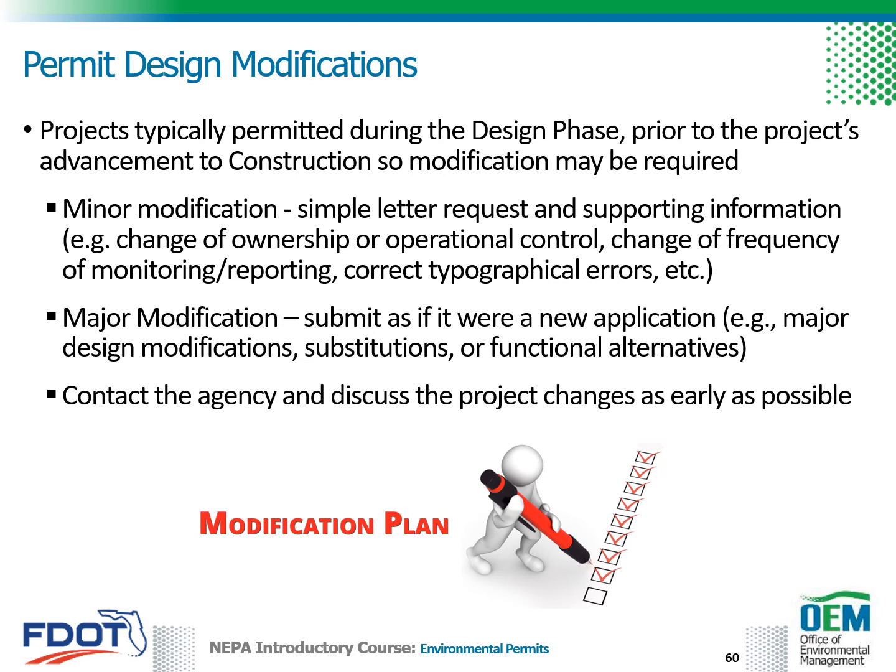Depending on the level of deviation from the issued permits, the changes can be handled with a simple letter request and supporting information for such a minor modification, or by submitting a revised project information as if it were a new application, such as a major modification. Examples of a minor modification would include such things as a change of ownership or operational control, change of frequency of monitoring or reporting, and a correction of typographical errors.